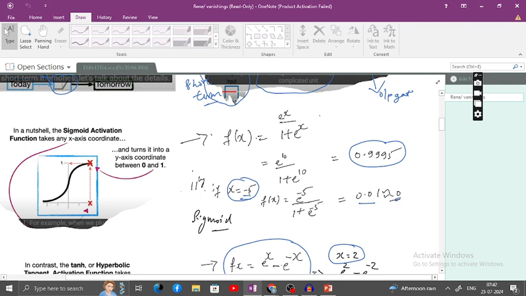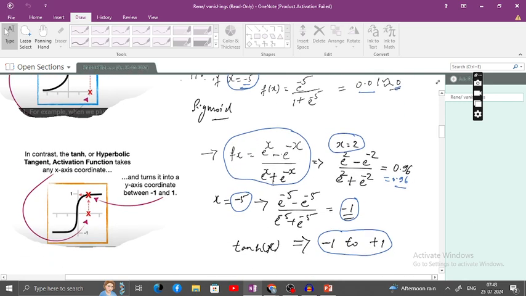For example, if you pass on some negative number, -5, to the sigmoid function, e power -5 by 1 plus e power -5, you get 0.001, almost close to 0. Means the sigmoid activation function varies from 0 to 1, 0.99 and 0.001. Similarly, you have the tan hyperbolic function, which we also use in LSTM.